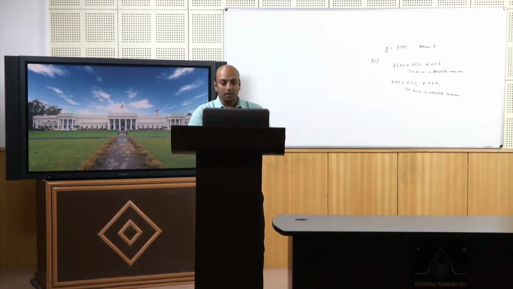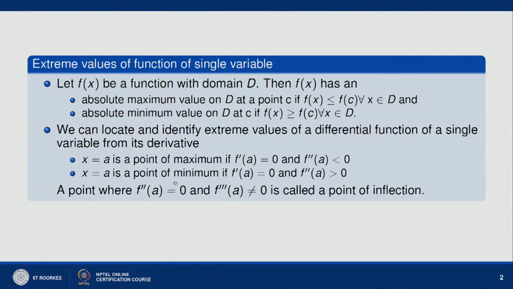So, x equal to a is a point of local minima if f'(a) equal to 0 and f''(a) is greater than 0. A point where f''(a) equal to 0 and f'''(a) is not equal to 0 is called a point of inflection.